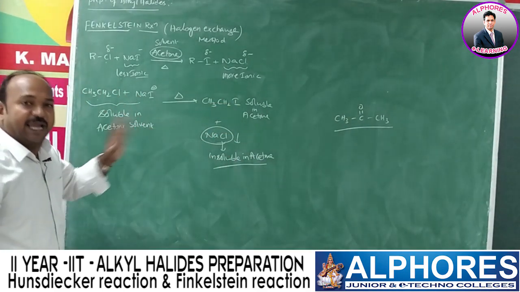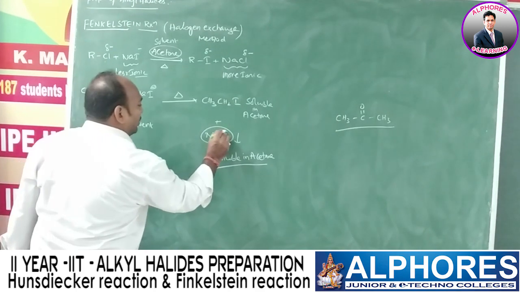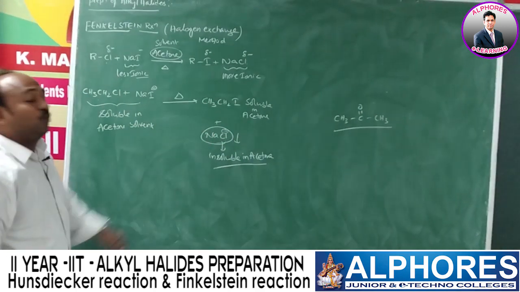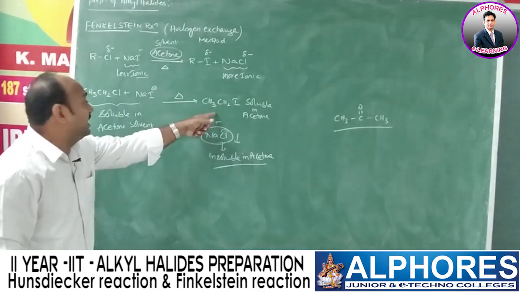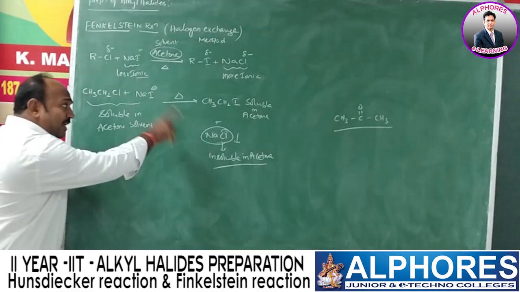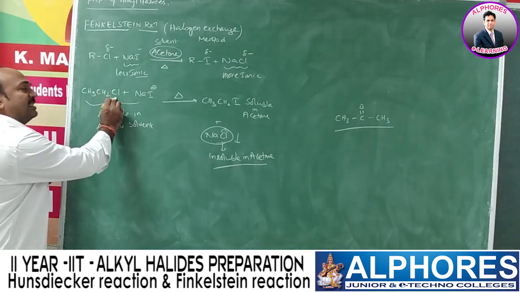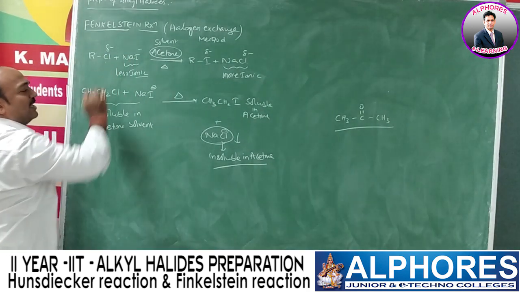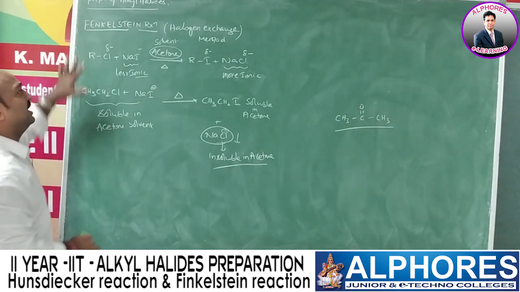That's why there is no possibility of Cl minus to participate again in the reaction, and the back direction reaction cannot happen. So only one way is possible: Cl minus will be displaced by I minus. This reaction we call the Finkelstein reaction.